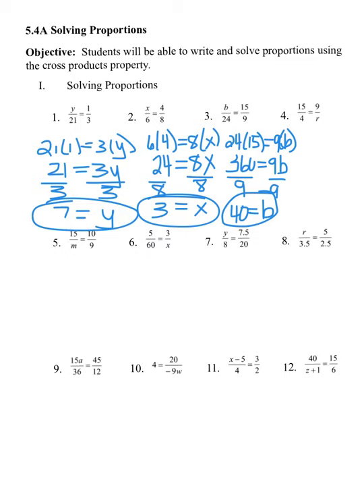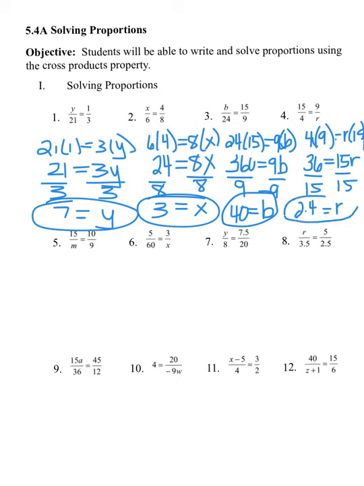Number 4, we're going to do the same thing. 4 times 9 equals r times 15. So 4 times 9 would be 36. R times 15 would be 15r. We're going to divide both sides by 15. And again, I'm okay with you using a calculator, or you'd have a mixed number here. We can do these as decimals. This would be 2 4/10. So 2.4.